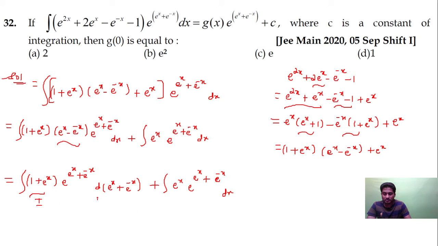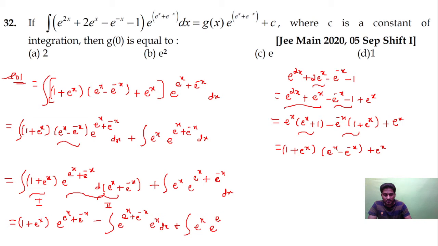Let us use by parts. This will be first, this will be second. First function is 1 plus e power x. First integral of second. This entire is second function. Even this will be second function. Integration of e power x is e power x only. So first integral of second minus integral of second e power x plus e power minus x, and differentiation of e power x is e power x only. And this I'll keep as it is. This will be equal to e power x, e power x plus e to the power of minus x and then dx. This fellow will get cancelled.